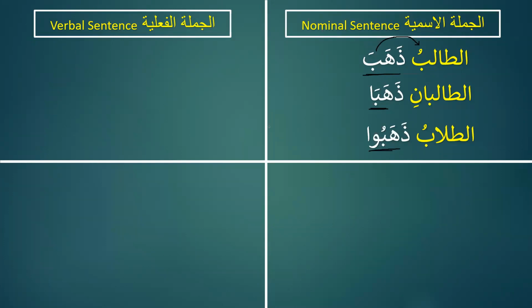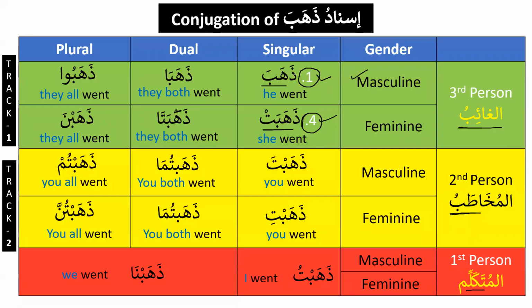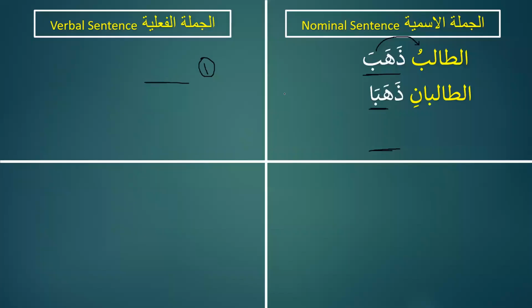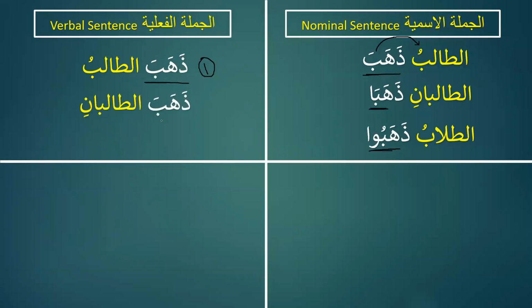However, when we talk about jumla fi'liya, the case is different. What's the case? Here, when the doer is apparent, for example, at-talibu, talib is masculine, so it has to start with form number 1. Now, inshallah, I'm sure that it's clear. This is form number 1. So it will start with dhahaba, right? And then dhahaba talibu. And even if we have 2 students, still we will start with the verb, dhahaba talibani. And if we have more than 2 students, it will be dhahaba tullabu.